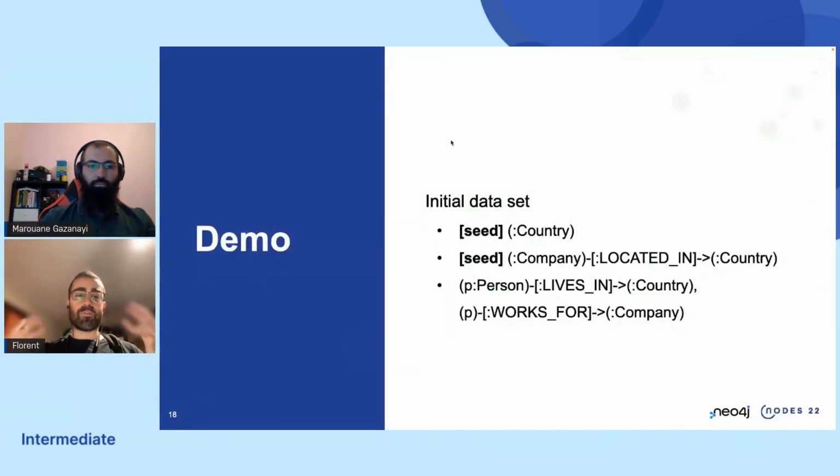So we have a simple data set. We didn't want to keep things too complex. We have a set of countries that we load from a flat file. We have a set of companies located in those countries, and you will be impressed by the number of countries and companies we have. It's gigantic. It's like 5 countries and 6 companies. So really something very simple. And then the application also manages persons living in those countries and working for companies, right? So very simple data set. And we'll see how it looks.